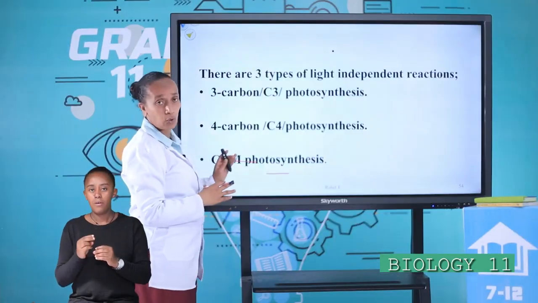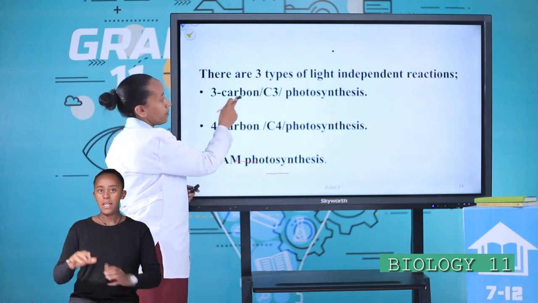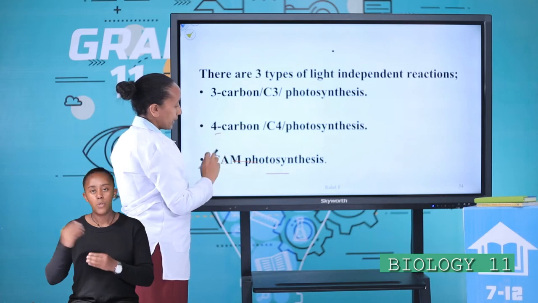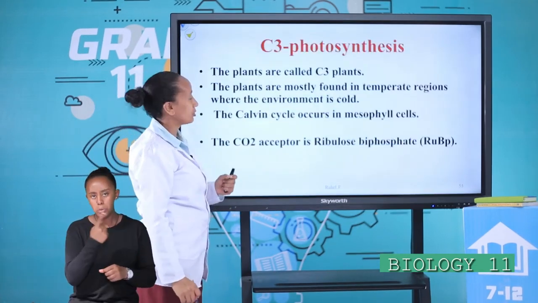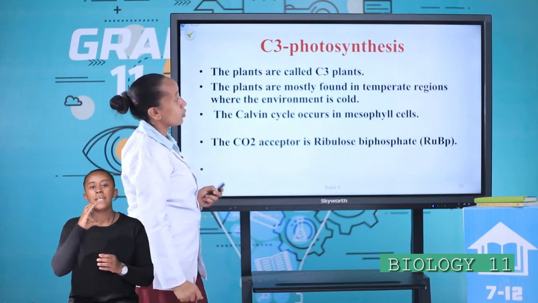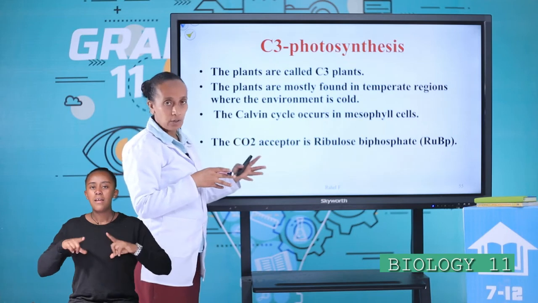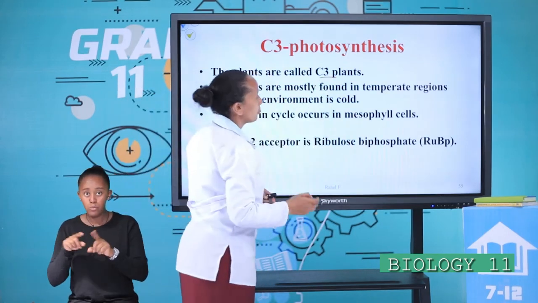There are 3 types of light-independent reactions in plants: C3 or 3-carbon photosynthesis, 4-carbon, and CAM. We will see each of them in brief. C3 photosynthesis occurs in those plants that live in cold environments. Due to this, the plants are also known as C3 plants.